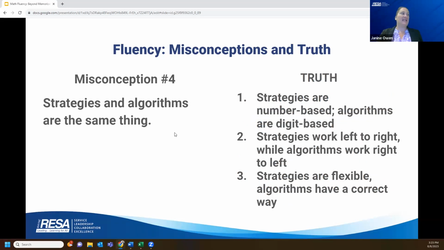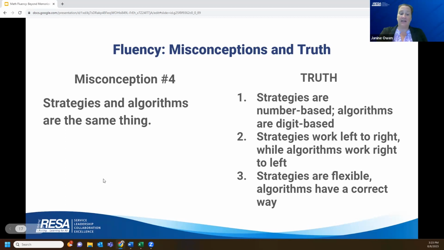The fourth myth is that strategies and algorithms are the same thing. Van de Walle, Karp, and Bay-Williams noted three different ways that strategies and algorithms are different. One way is that strategies are number-based and algorithms are digit-based. Secondly, strategies work left to right, while algorithms work right to left, referring to place value. If you're using a strategy, you're often thinking from largest place value to smallest, but when you're using an algorithm, you start from the smallest place value and work over.